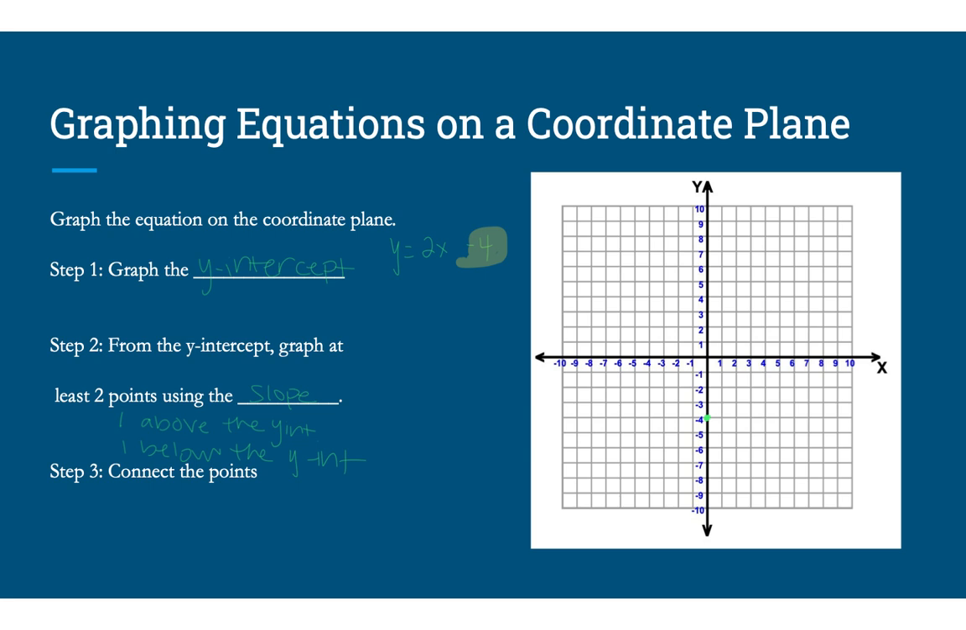From there, I'm going to graph 1 point, and here's what I mean by above or below. So I'm going to go from -4, and I'm going to go up 2 to the right 1 and put a point. To graph the other point, the one below the y-intercept, I'm going to go down 2 to the left 1, and that's going to give me a dot right here. And this is where you would take your ruler, and I'll demonstrate this on a piece of paper, and you would connect your points using a straight line that looked like this. And that's how we graph equations on the coordinate plane.